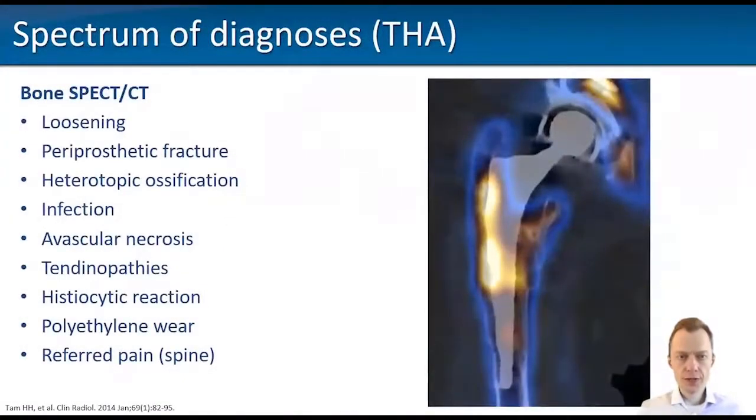So similar to the spine, a brief list of all the diagnoses that we can make using bone SPECT CT. So we can look for loosening, periprosthetic fracture, heterotopic ossification, infection, avascular necrosis, tendinopathies, histiocytic reaction, polyethylene wear, and even referred pain, of course, this time coming from the spine.